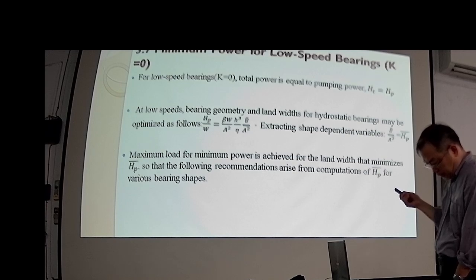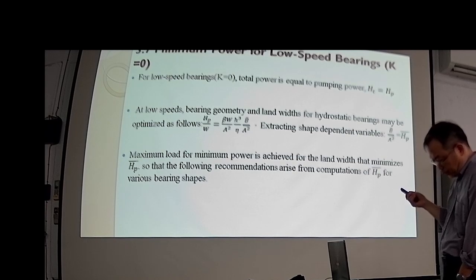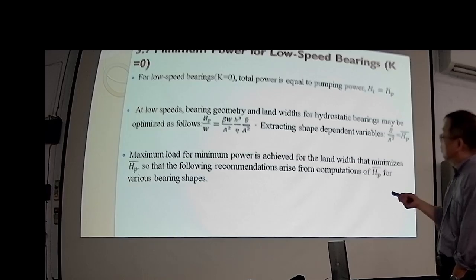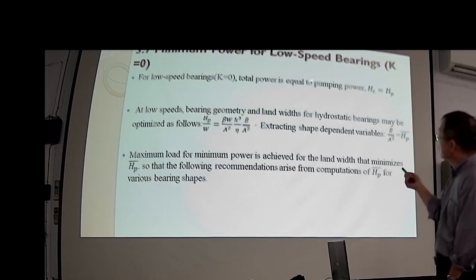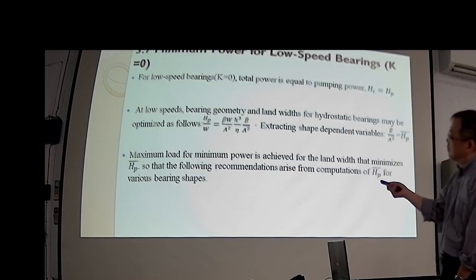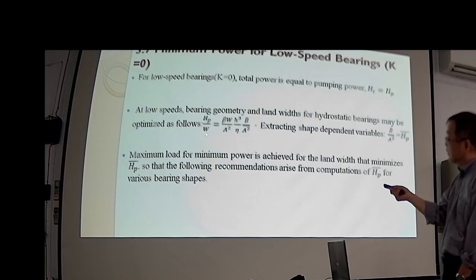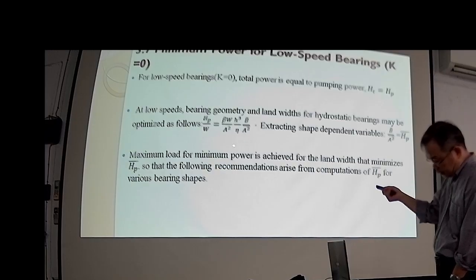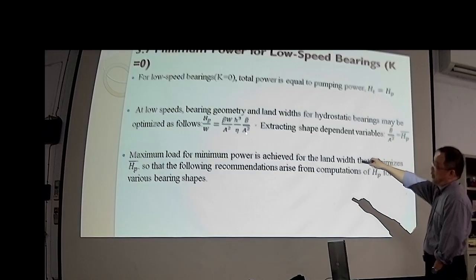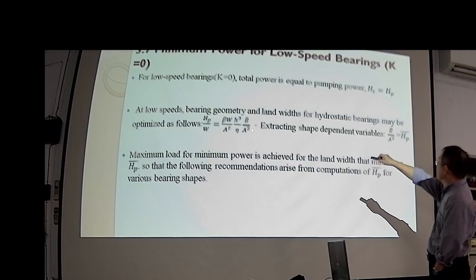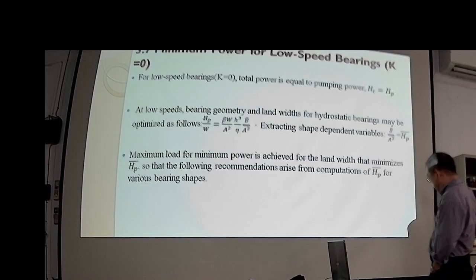This is the ratio of power to the load support. How much power to the total power to the load support here. Then we have this equation. If we assume this B bar divided by A squared bar equal to the H bar.